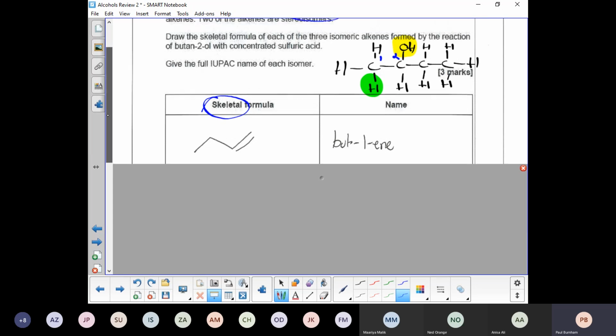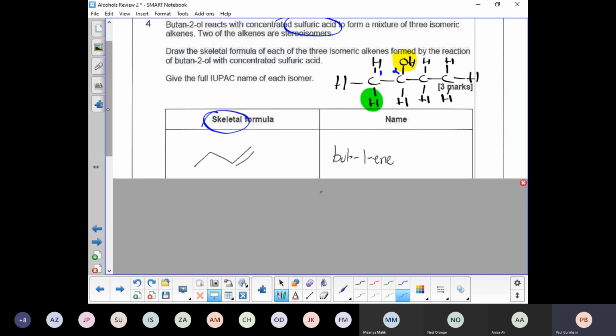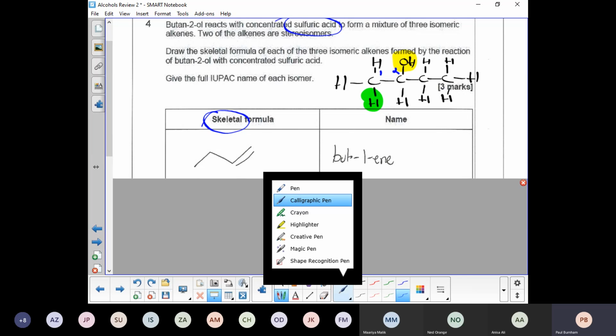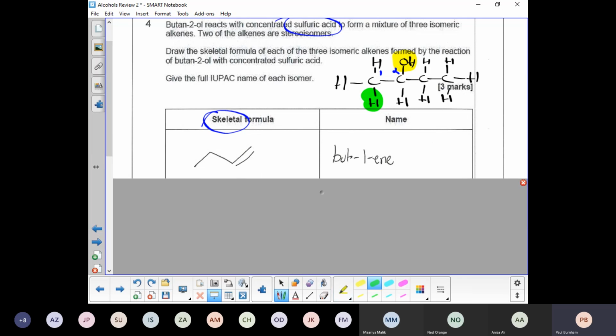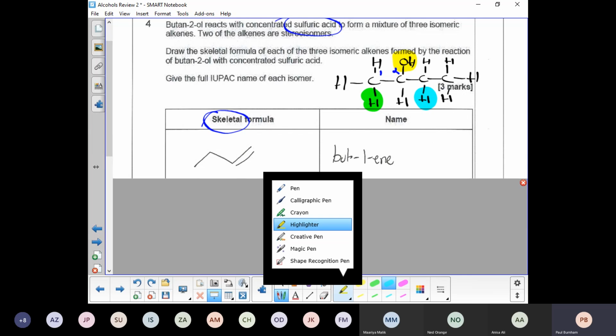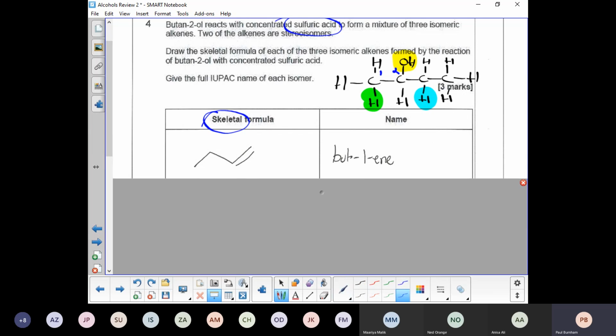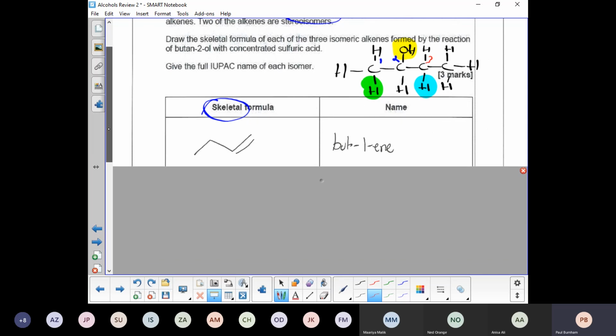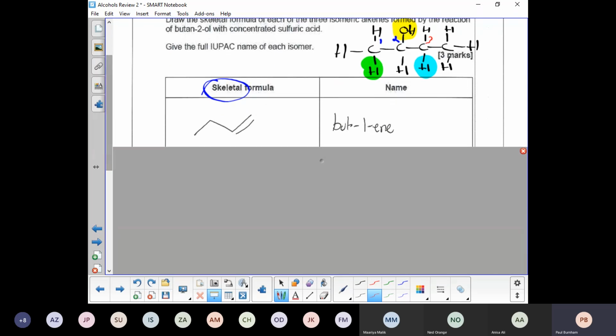Now that's one of the isomers done, but of course I could, instead of removing my hydrogen from carbon number 1, I could remove my hydrogen from carbon number 3. And so if I do that one in the blue pen there, what that would do is it would put my double bond between carbon 2 and carbon 3. Now, when I do that, I'm going to get my alkene that's going to give me stereoisomers.